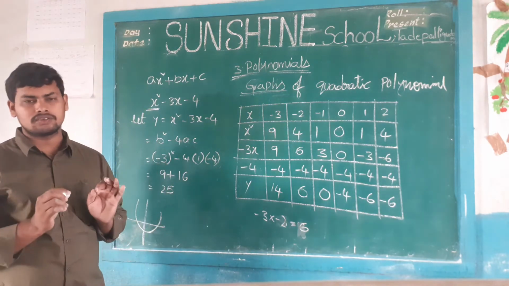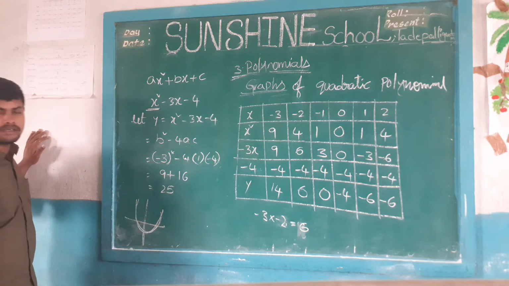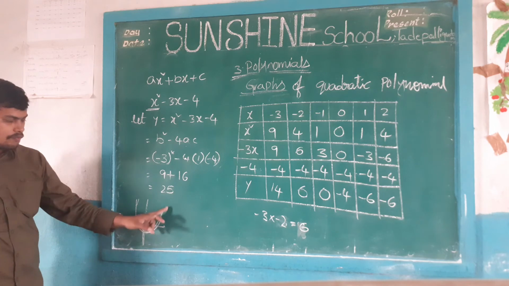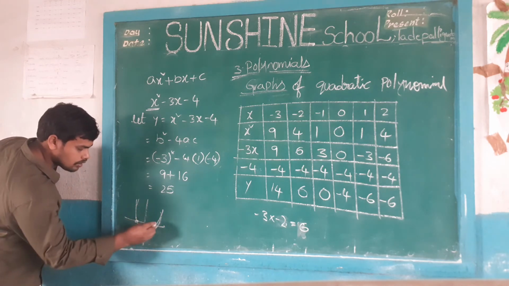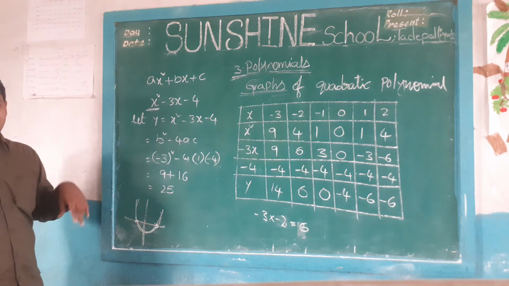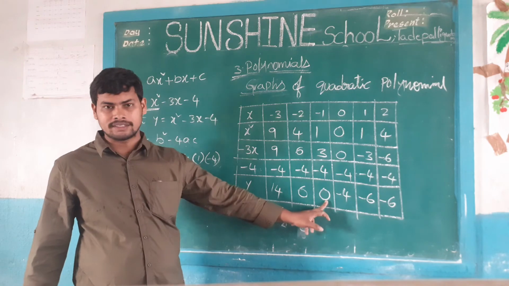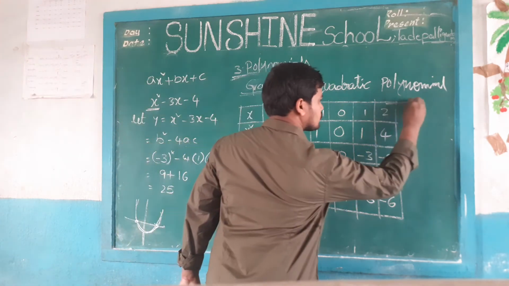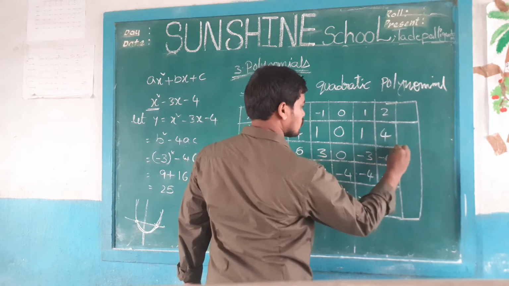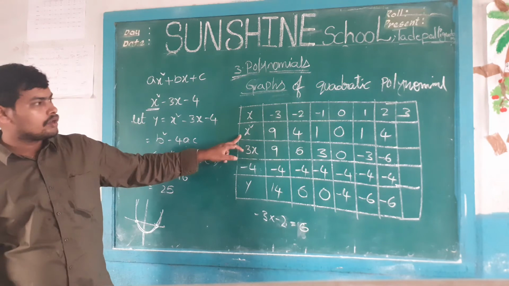Whenever the quadratic polynomial is in the form of this one, there are two zeros on the x-axis. There are two zeros, but we get only one zero there. So you have to extend another column also. Okay, 3. Now same procedure.